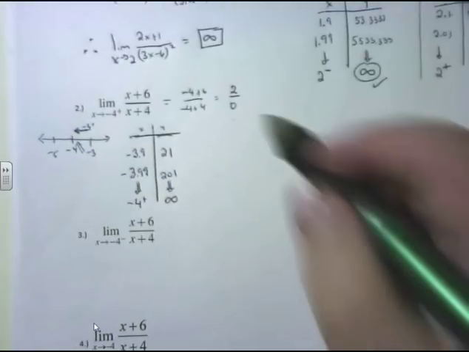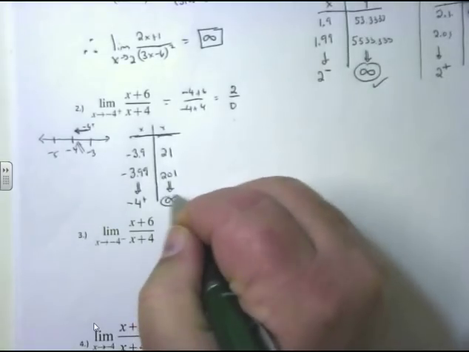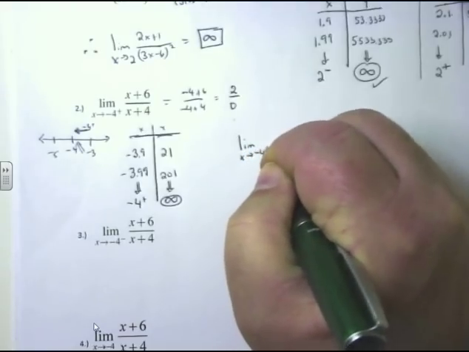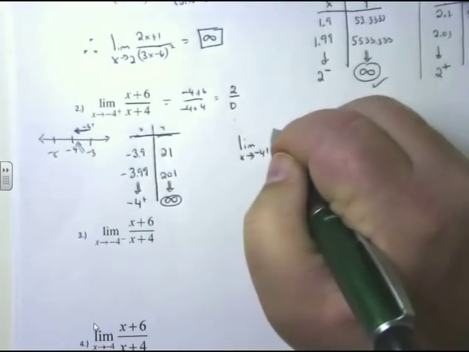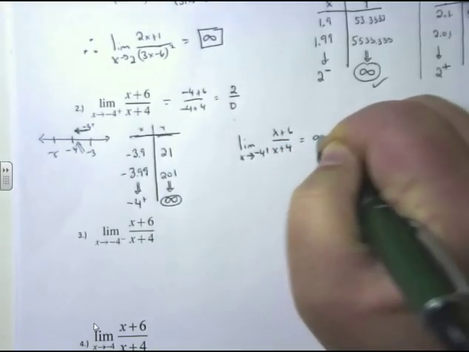Remember, when you have a number divided by 0, the answer is either going to be infinity, negative infinity, or does not exist. In this case, for this one-sided limit, the answer is positive infinity. So the limit as x approaches negative 4 from the right of (x plus 6) over (x plus 4) is positive infinity.